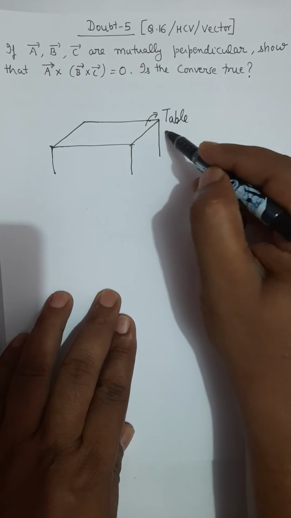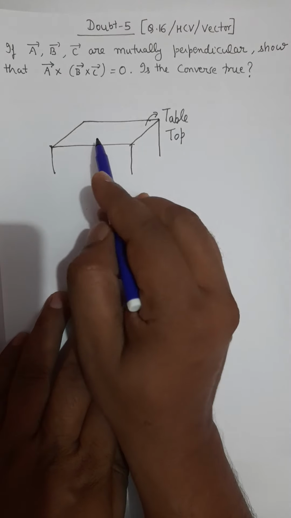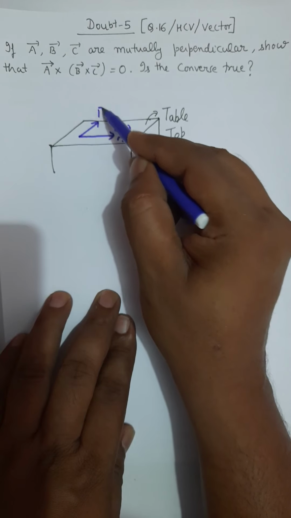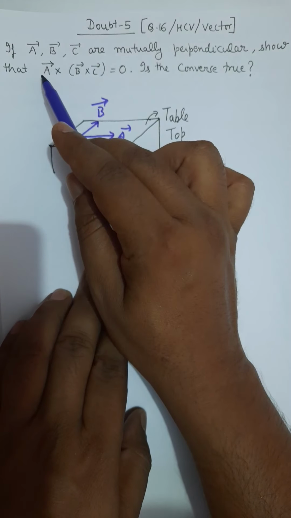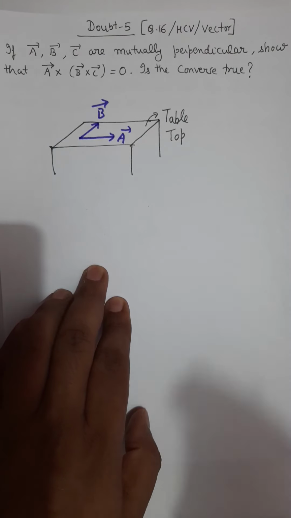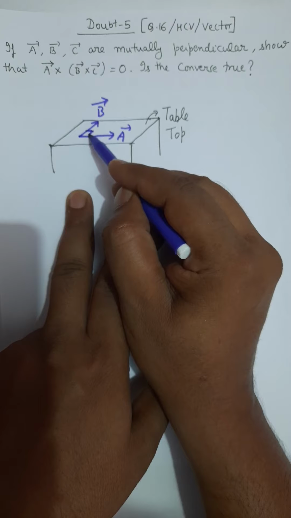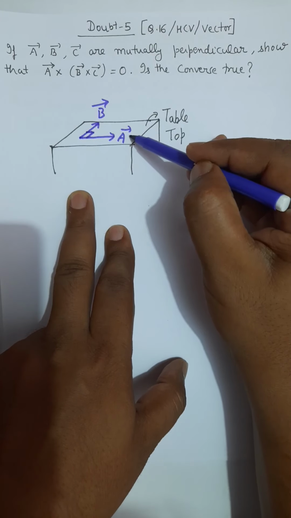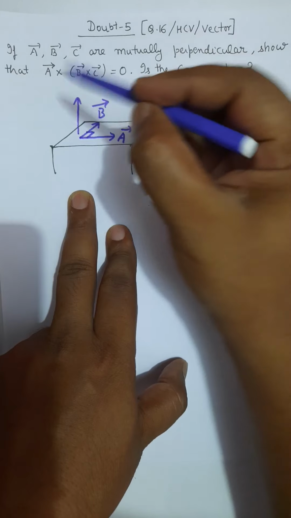If I assume a surface which is the top of the table or your study table, think of two vectors on that tabletop, one along this dimension, say A, other along the other dimension, let's say B. Let us find A cross B. The direction of A cross B as per the right hand rule: I have to turn A towards B. When I turn A towards B, you will come to know that this is the direction of A cross B.